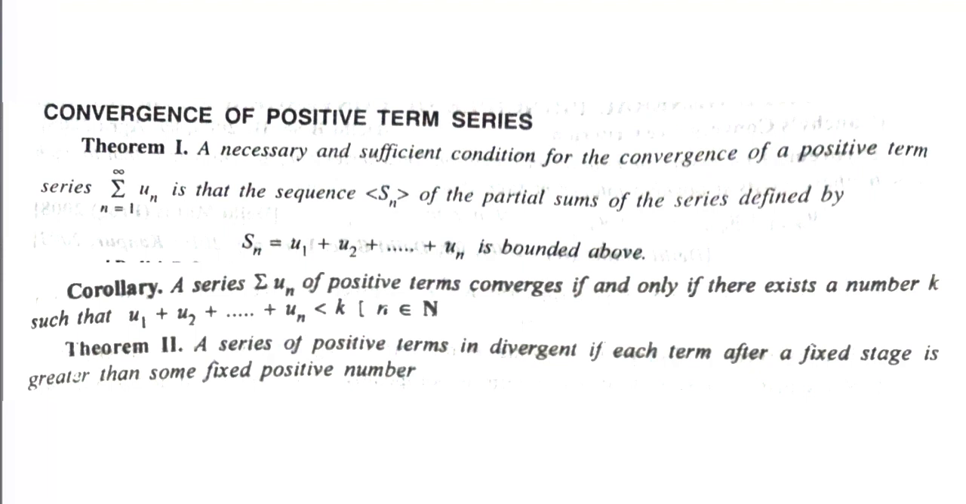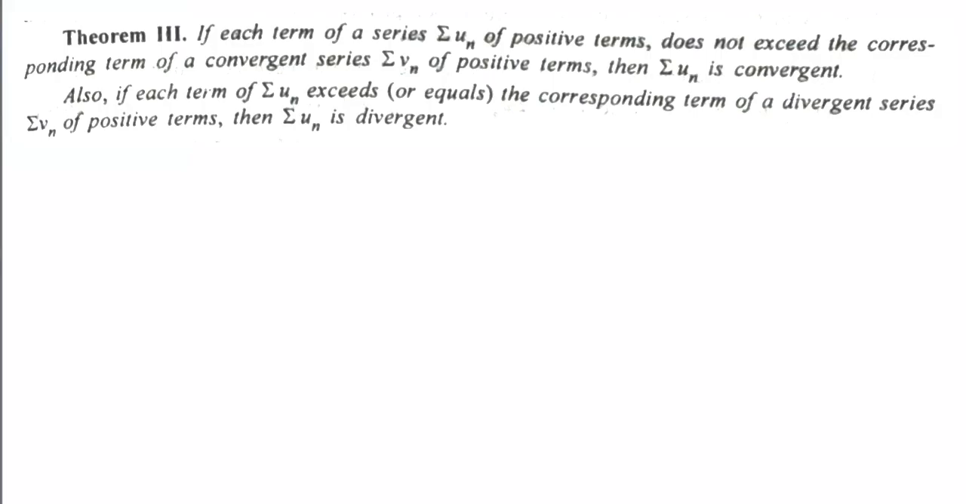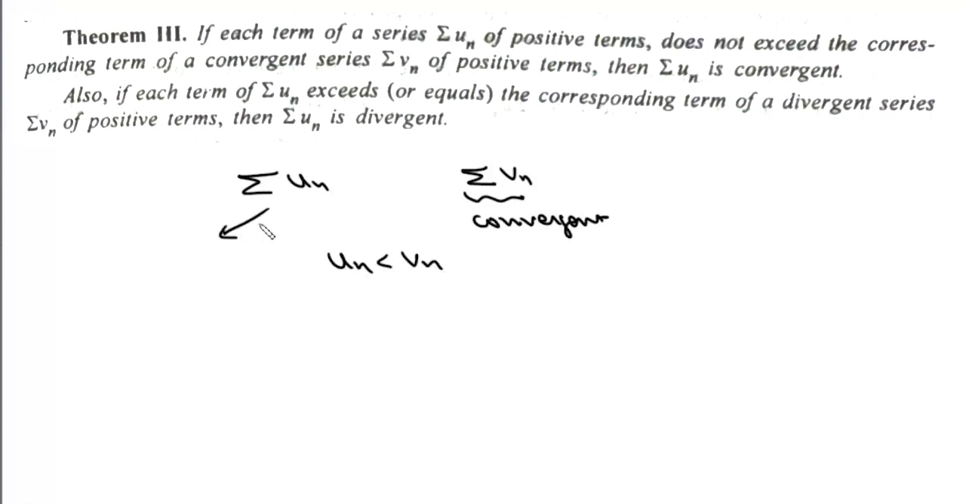So if the series is not bounded above, then in that case this infinite series of positive terms will be a divergent series. Now the third theorem is, suppose we have two infinite series of positive terms, say summation un and summation vn, where the series summation vn is convergent, and each corresponding term of the series summation un is less than vn, then we'll say this series summation un will also converge.